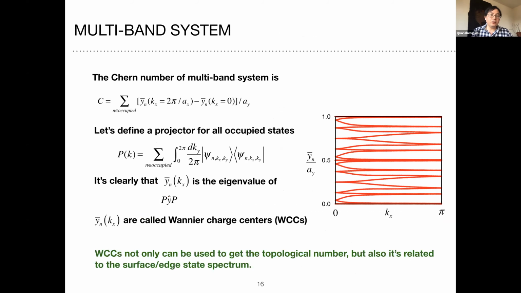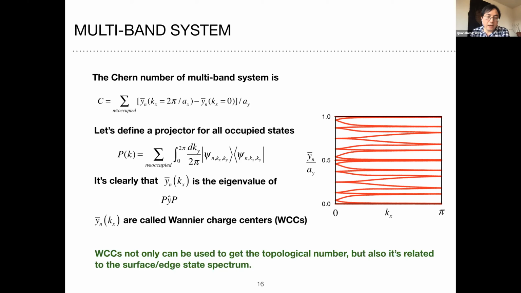Okay, let's go to the multi-band systems. For the multi-band system, the Chern number is just the sum over all the occupied bands. And we can define a projector for all the occupied states. It's like this, the integral along the y direction of the projector. And it's clear that the Wannier charge center is just the eigenvalue of this operator, the projection times the y operator times the projection.